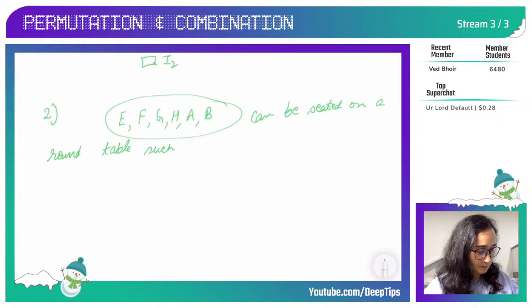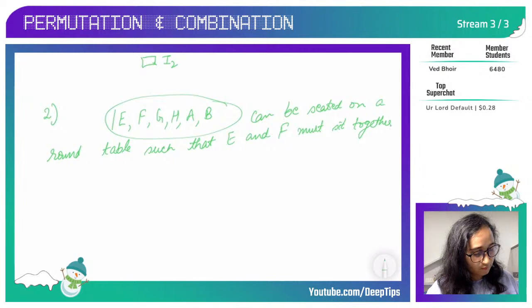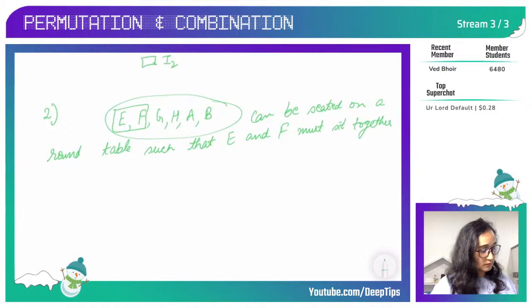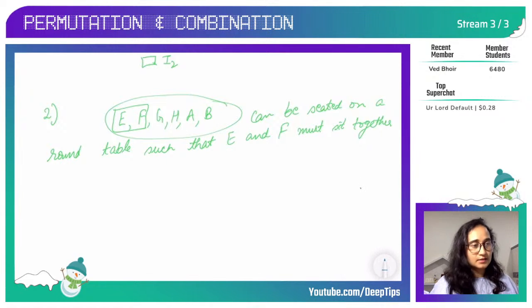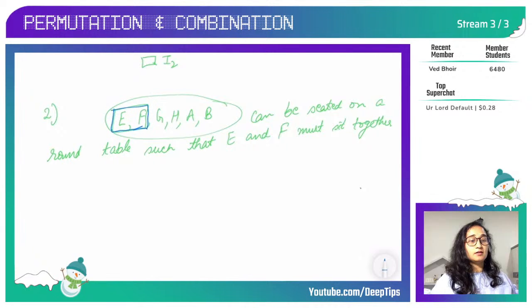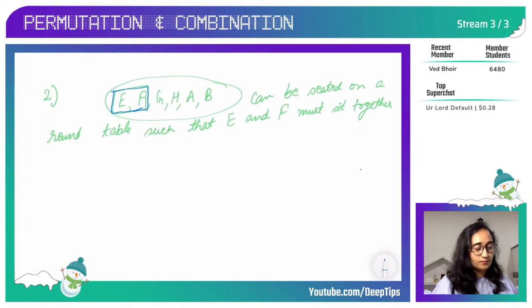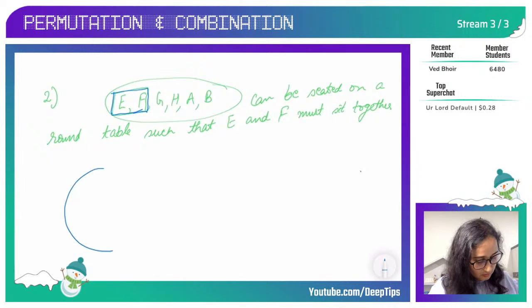such that E and F are always together, or E and F must sit together. So this is the question, that we have to find the number of ways in which these people can be seated on a round table such that E and F, so I am highlighting E and F, they need to be seated on a round table, but together. They must always sit together.